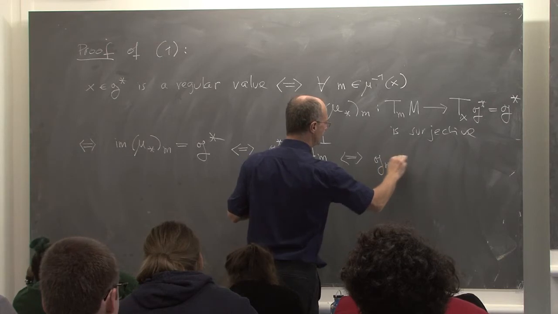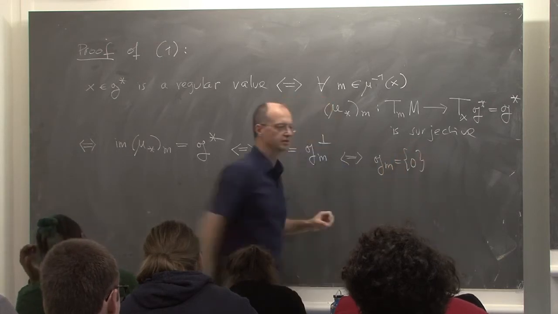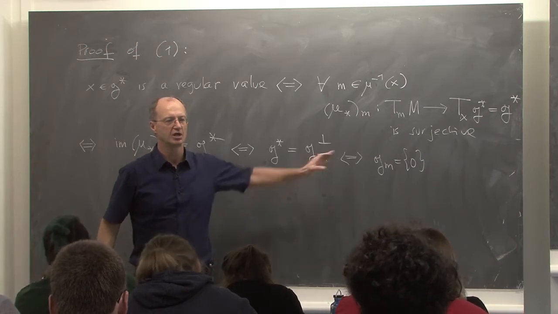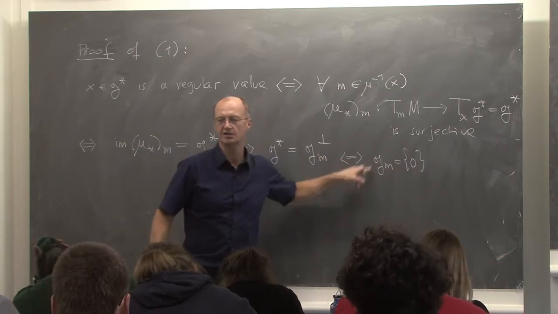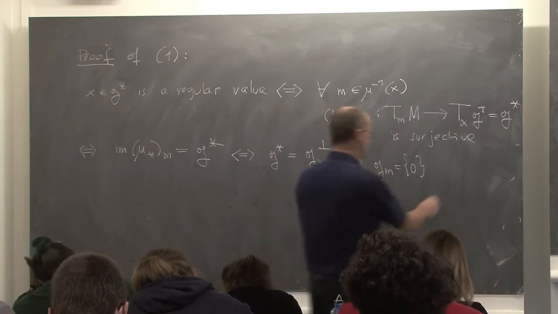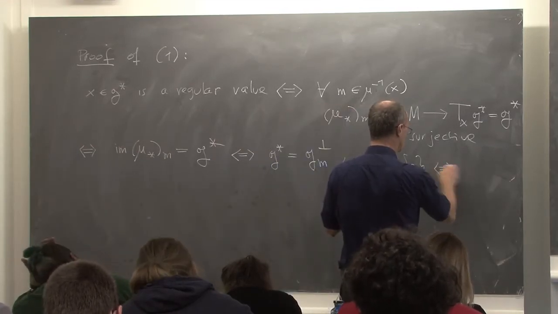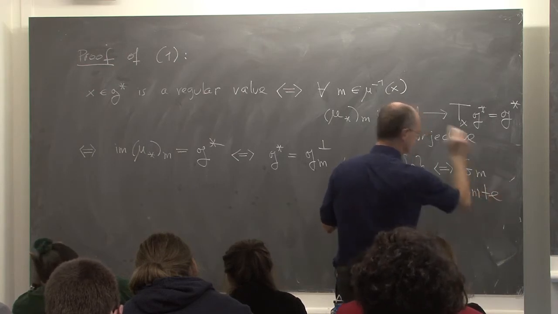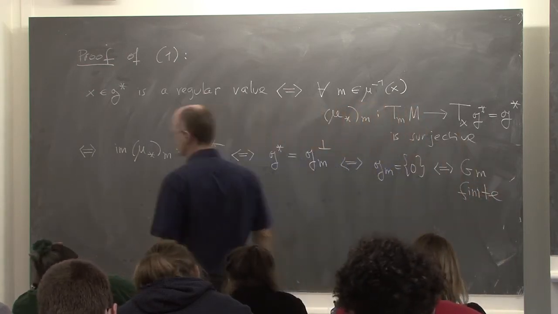So remember, that's the place where I had a confusion trying to wake up during the first hour. So GM is 0. And GM is 0, this means GM is finite.